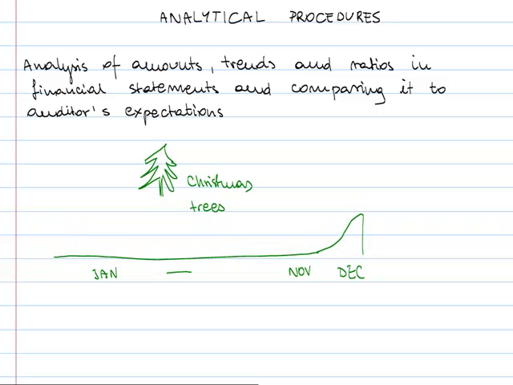Therefore, analytical procedures is a very strong procedure that an auditor follows. It is very useful in a number of phases of the audit. Analytical procedures are used at the planning stage. They are used during the execution stage and at completion stage.